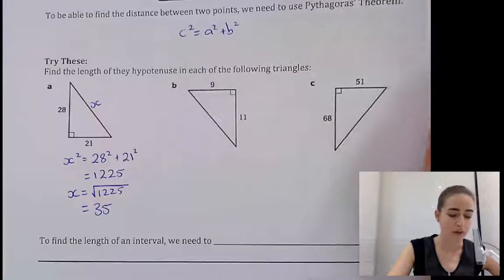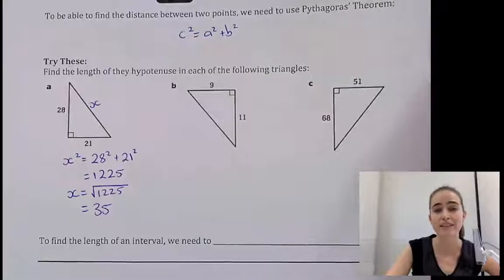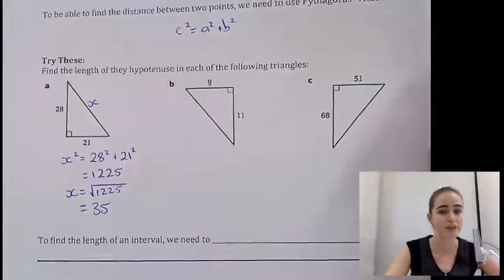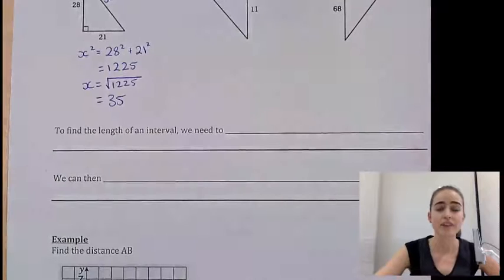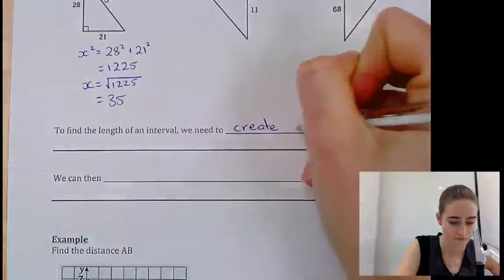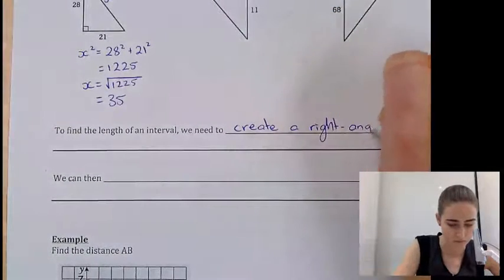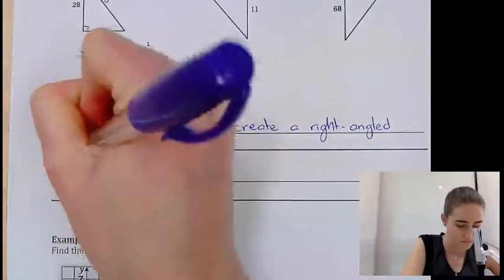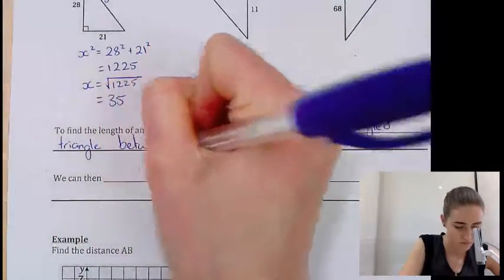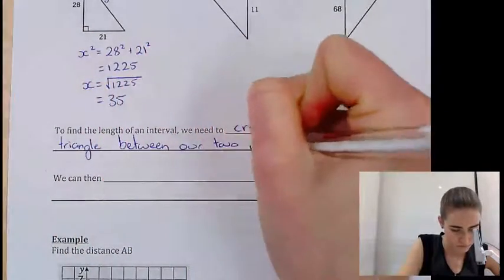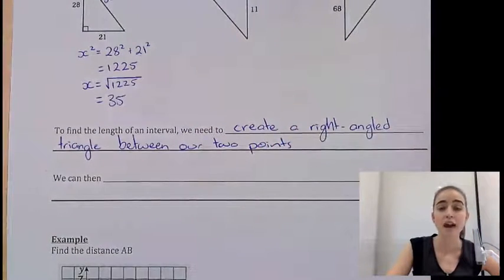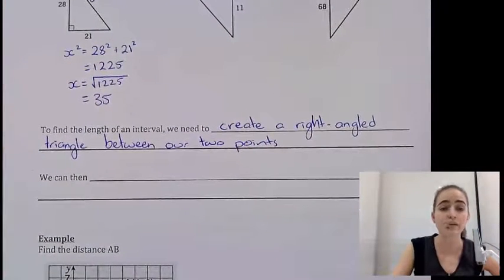But we're going to have a look now at how that can help us when we're finding the distance between 2 points on our number plane. So to find the length of an interval, we're going to create a right-angled triangle. So once we have that right-angled triangle, we can then use Pythagoras' theorem to find the length of the interval.